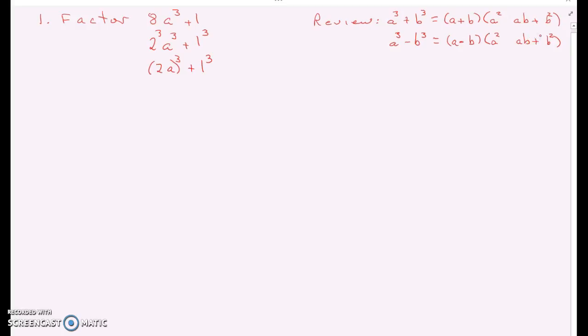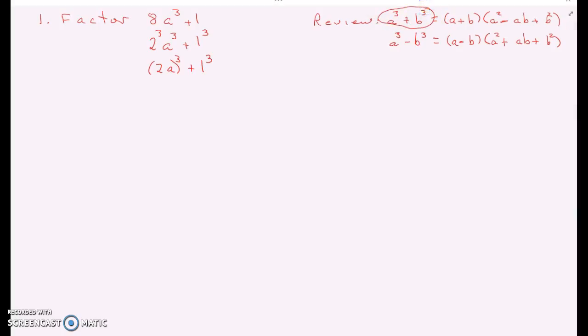The first operator is going to be the opposite of what's in the binomial. So if you have a plus b, you're going to have a squared minus ab. And in the second one, you're going to have a squared plus ab. So that is an easy way to remember how to write out your formulas and where the pluses and minuses go. Okay, this is 2a cubed plus 1 cubed, so it's a sum of cubes like this, so it's using that formula.